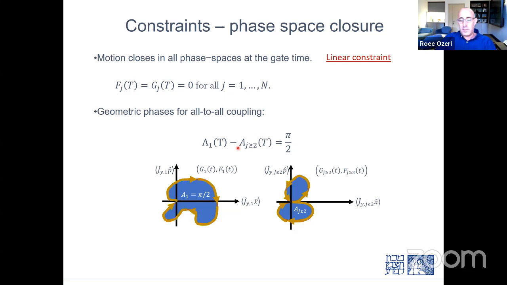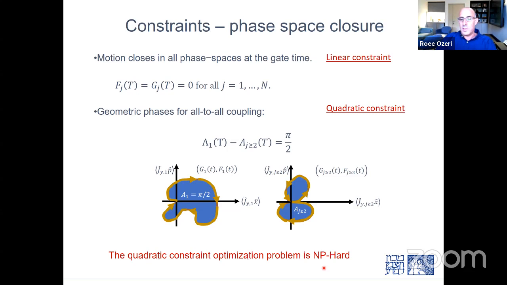Now, it turns out, and I'm not going to go through the algebra, that the condition for all-to-all coupling is such that the difference between the geometric phase I acquire in the center of mass mode, which I denote here as mode one, and all other modes is pi over two. Okay. Now this constraint is a little harder to satisfy. It's a quadratic constraint. And trying to optimize quadratic constraint problems is known in computer science to be an NP-hard problem. I find it a little bit ironic that in order to build a quantum computer, you need to solve an optimization problem which is NP-hard for classical computers, particularly since quantum computers at least have the hope of being able, through QAOA and other algorithms, to optimize very difficult classical optimization problems.